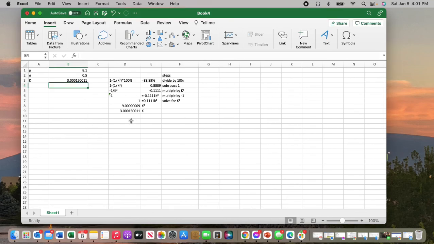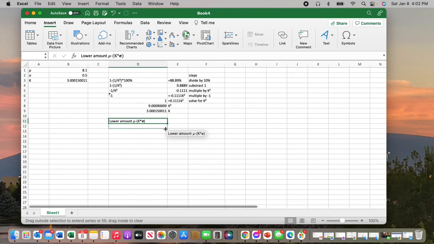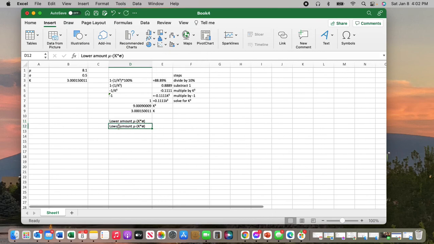So we have here that the lower amount is going to equal, I'm going to write the formula here, our mean minus k times our standard deviation, and the upper amount is going to equal our mean plus k times our standard deviation.